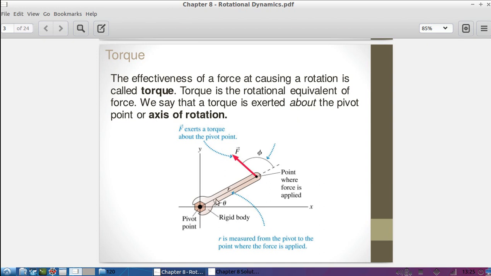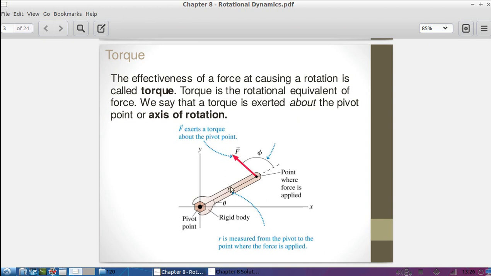This distance R, that's a vector, right? It's a vector pointing from this pivot point, or this axis of rotation, to where the force is being applied. I'll often refer to it as just a radius vector. It points from here to where the force is being applied. That's my R vector.